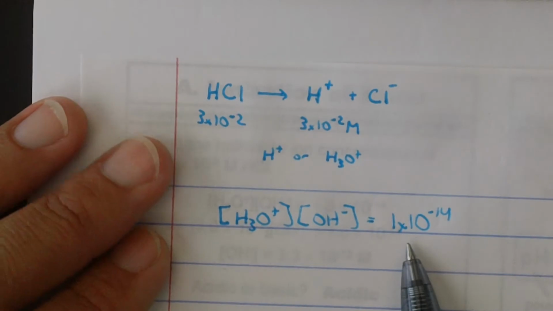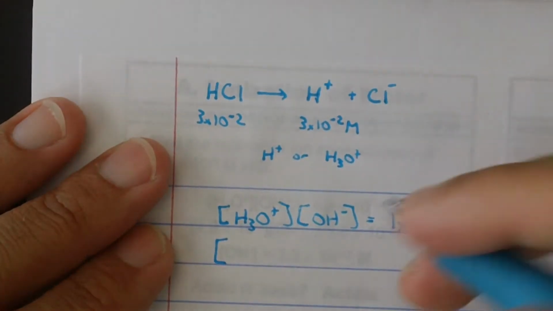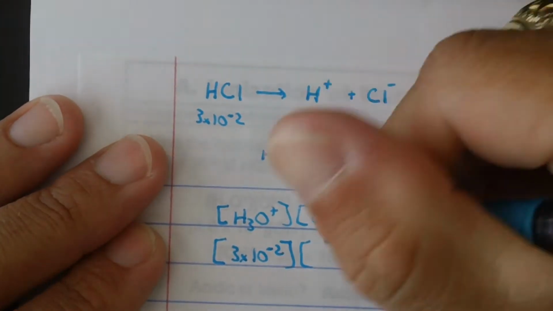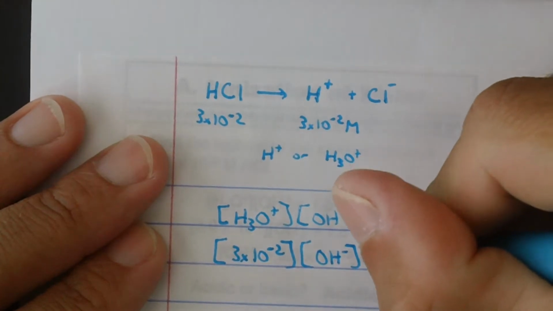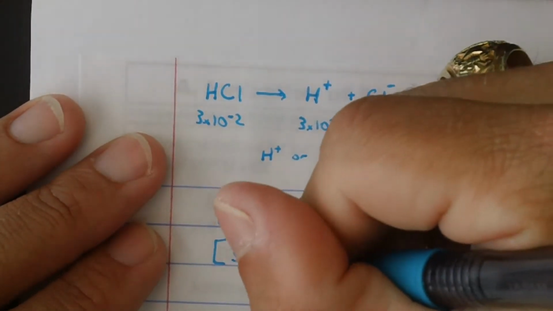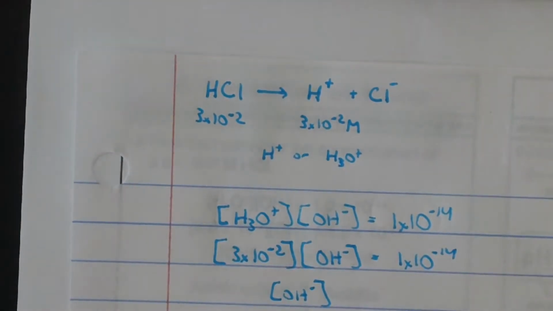And then it's just a simple problem of plugging in that value for the H3O. So we have, again, the generic equation with the numbers in it: 3 times 10 to the negative second, times the hydroxide ion concentration, would equal 1 times 10 to the negative 14th. And then we can plug this right into the calculator.